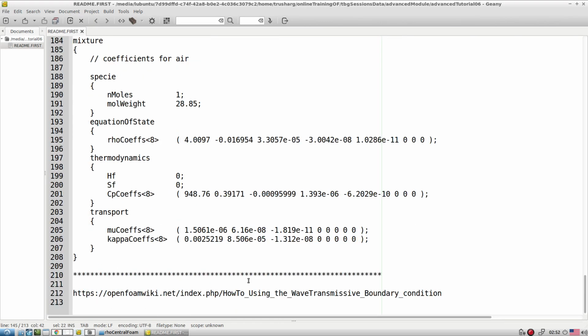Now when we work with compressible flow, we normally work with different classes of specific boundary conditions and all this. So let's explore a couple of these things.